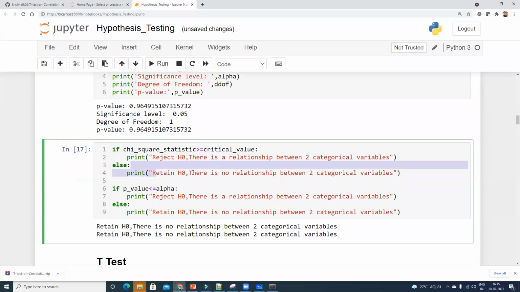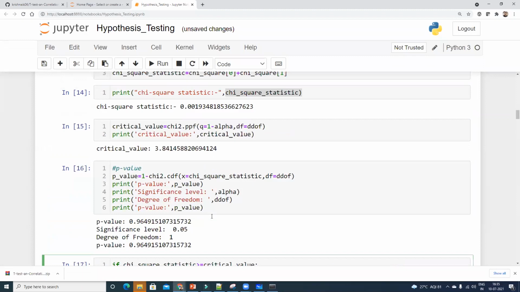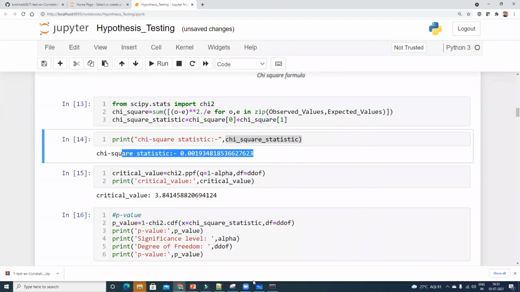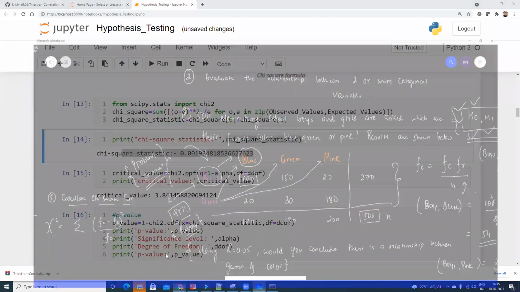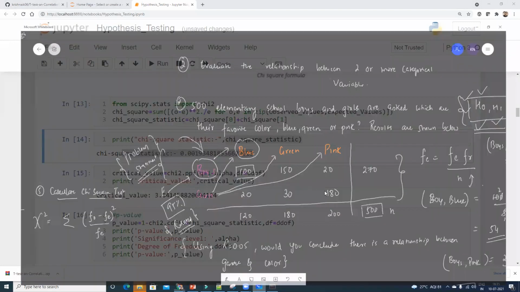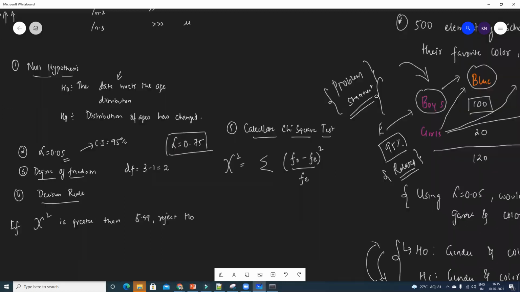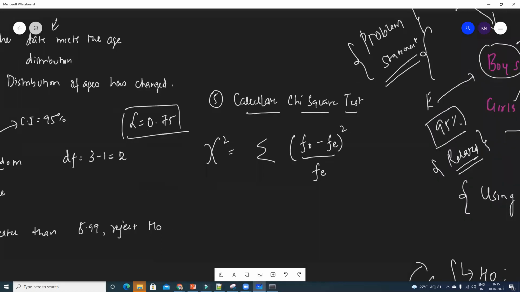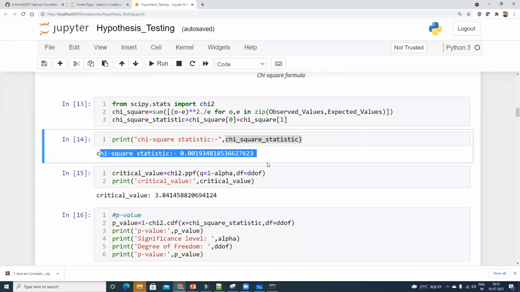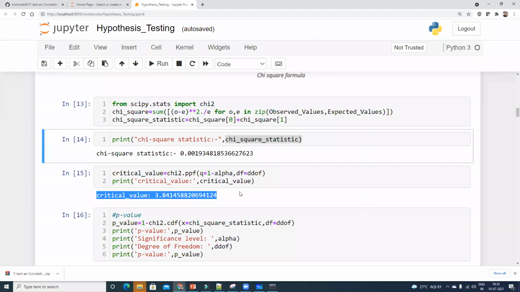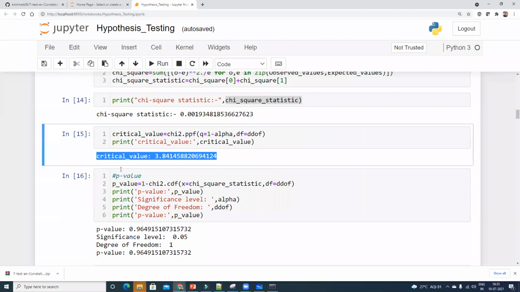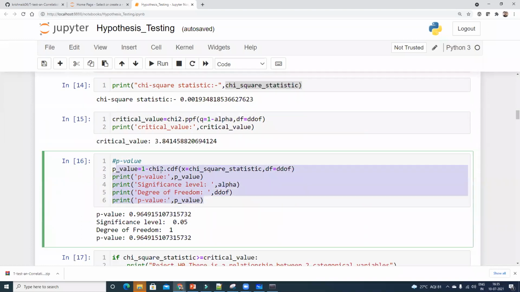It is saying retain H0, retain. See guys, this chi-squared statistic is this formula only, no? This formula, chi-square statistics. We computed the chi-square statistic, right? And this critical value is your decision rule. To compute your p-value, we apply a different formula.